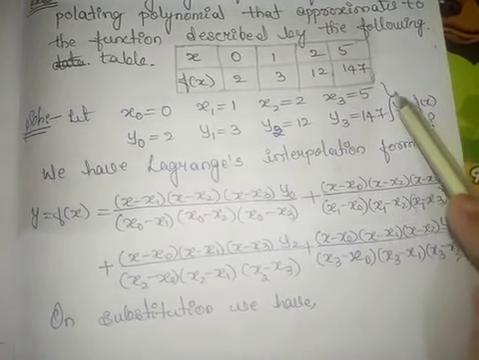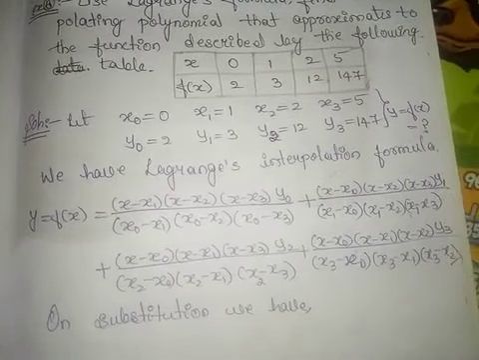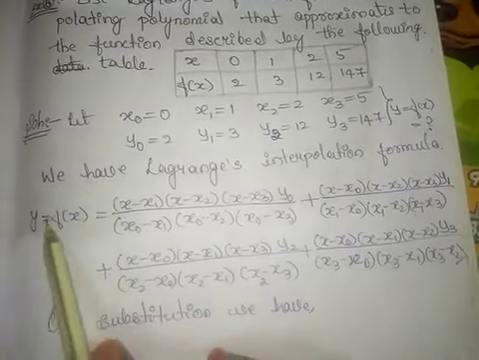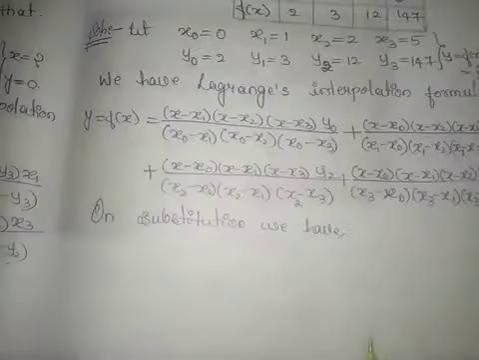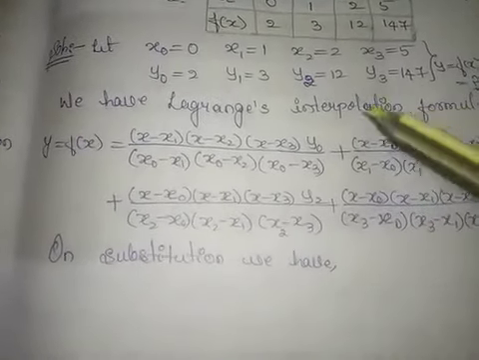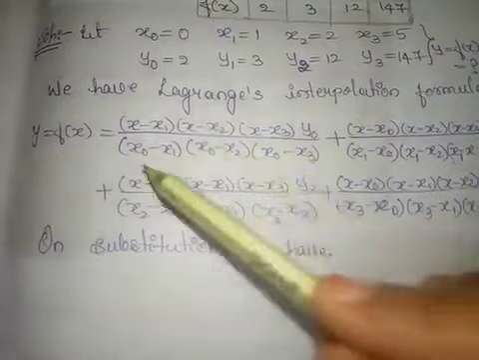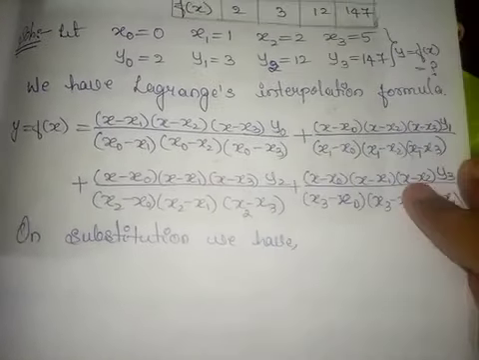Here we have to find the interpolating polynomial, that is y is equal to f of x is equal to what? We have Lagrange's interpolation formula. Here we have the terms up to x3, y3. Write the formula which has terms up to x3 and y3 only.